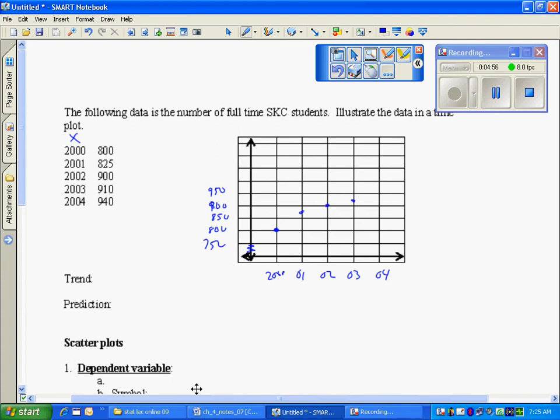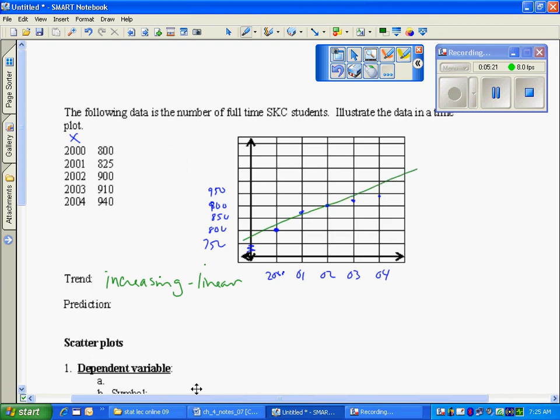And 2004 is 940. So if you see there, it looks fairly linear, like it would form a line. So to look at the trend here, it looks like it is gradually increasing. And back in algebra, we would call this a linear equation. So the population follows somewhat this trend.